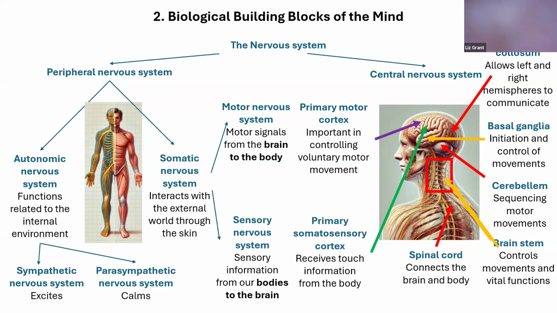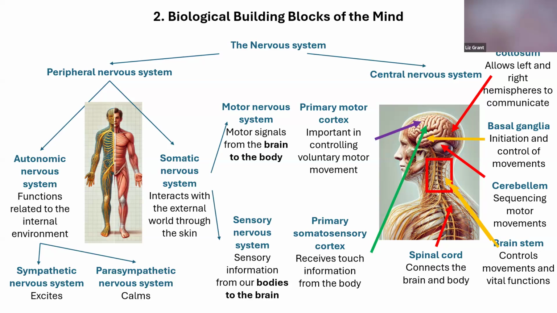So all of the internal nerves within your body that control things like heart rate, your lungs and your internal organs are part of the autonomic nervous system, and their functions relate to the internal environment. And that nervous system actually has two elements as well: the sympathetic nervous system, which operates to excite things like heart rate and get you moving, as well as the parasympathetic nervous system, which calms your system down.